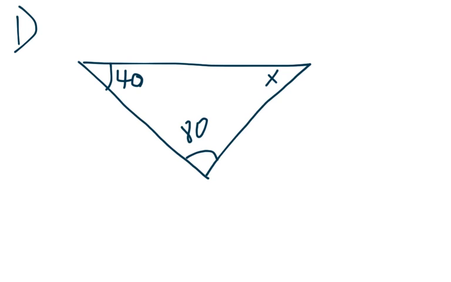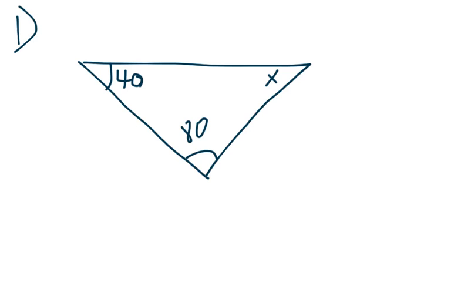Section 11.2, interior angles of a triangle. Whenever you add up all three interior angles of a triangle, it is going to equal 180 degrees. So if you know any of the angles within the triangle, what you can do is add them all together.